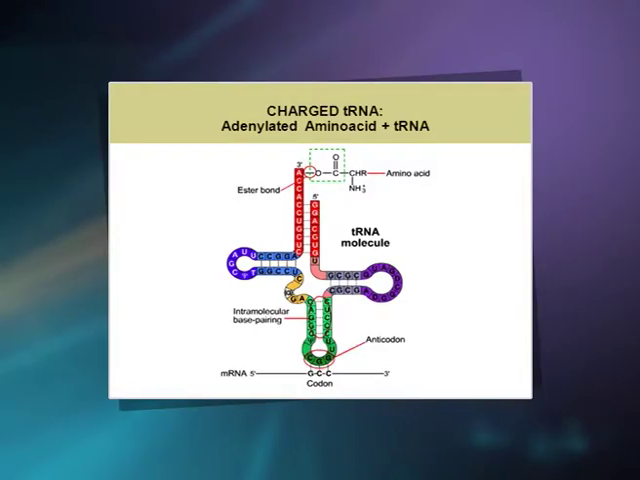The codons on mRNA are read in 5' to 3' direction, and the anticodons on tRNA bind to the codons on mRNA in an antiparallel fashion. That is, its 5' base hydrogen binds to the mRNA's 3' base.